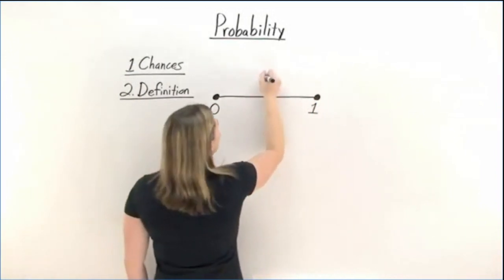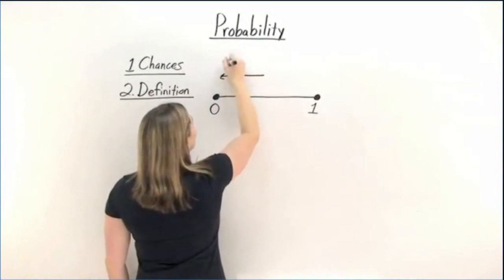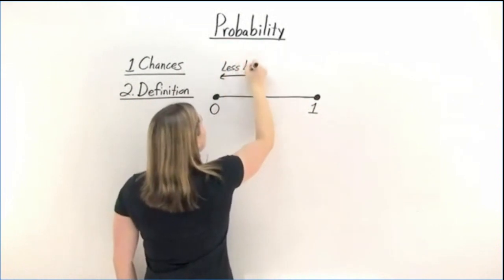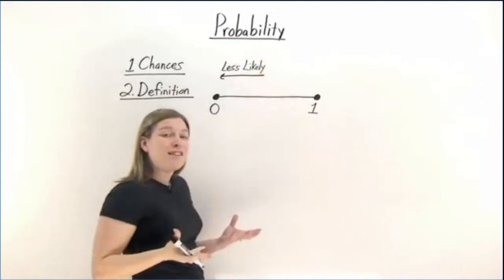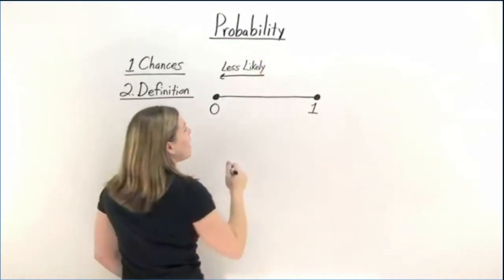Now, if we get a probability that's closer to 0, then that probability is less likely. So the chances of that event occurring are less likely.